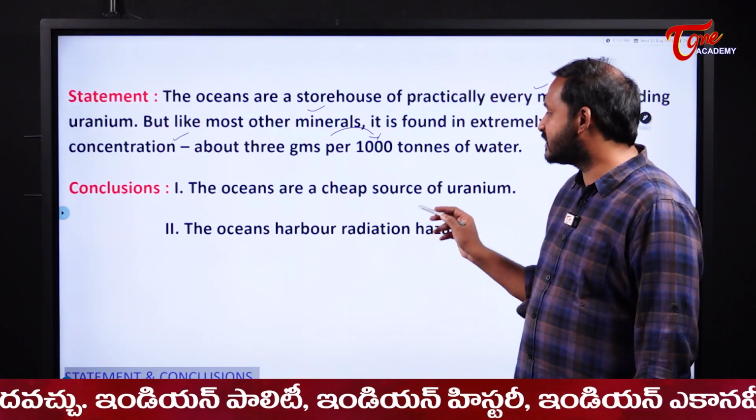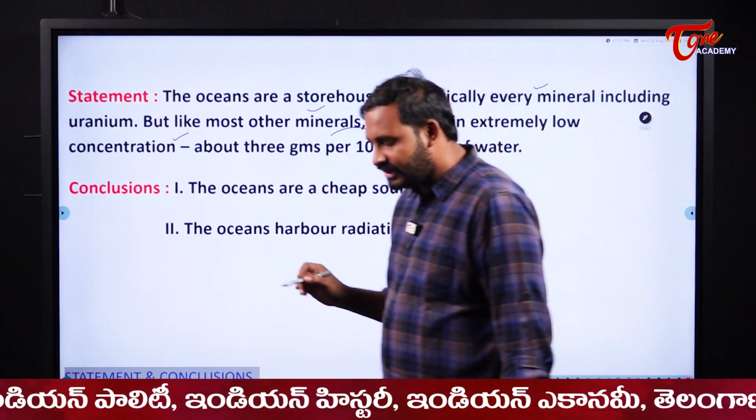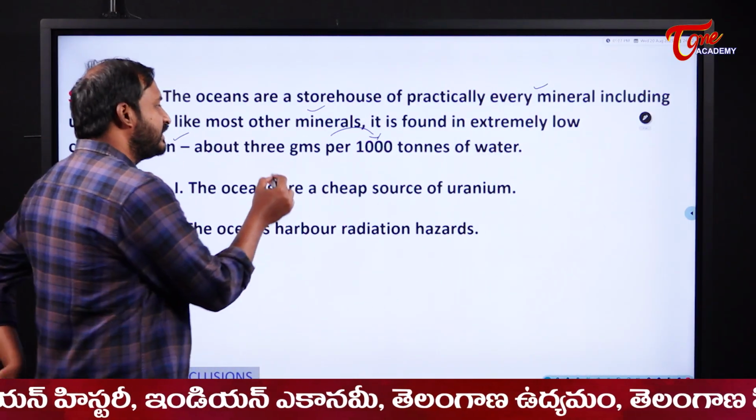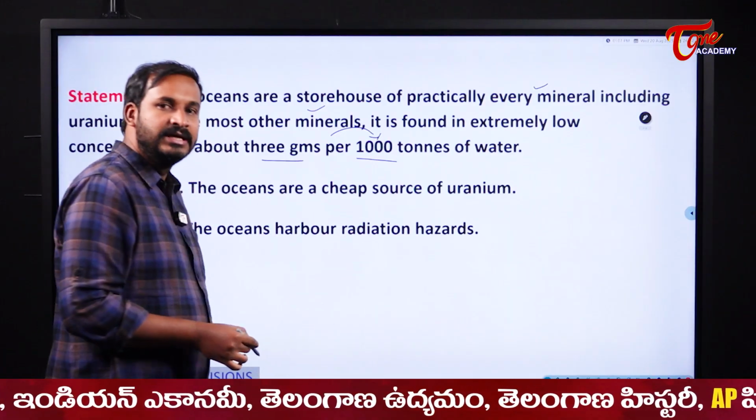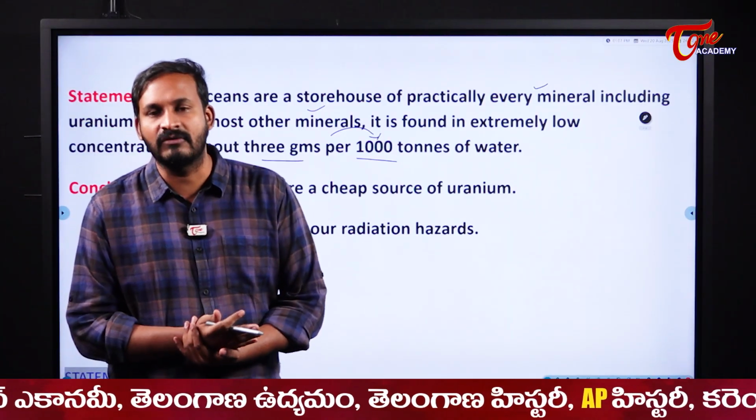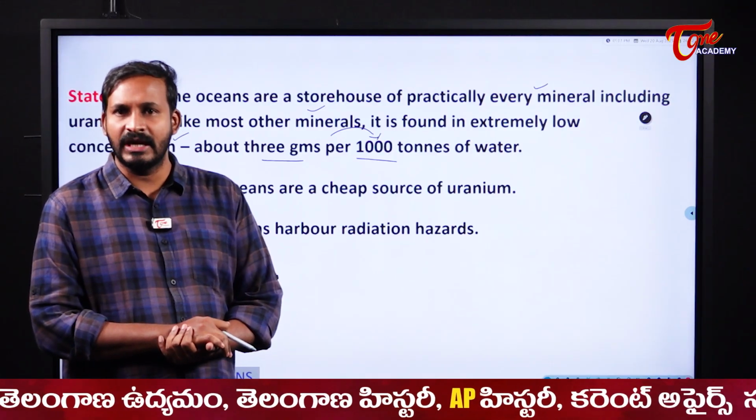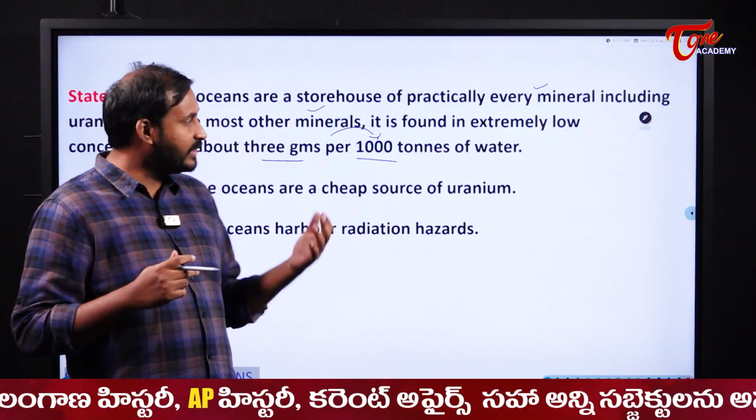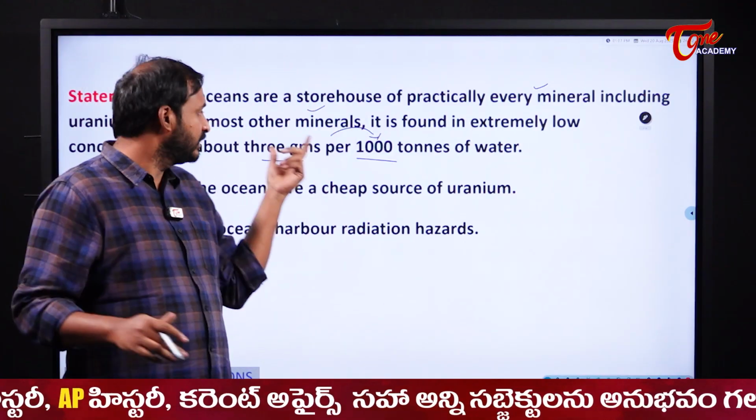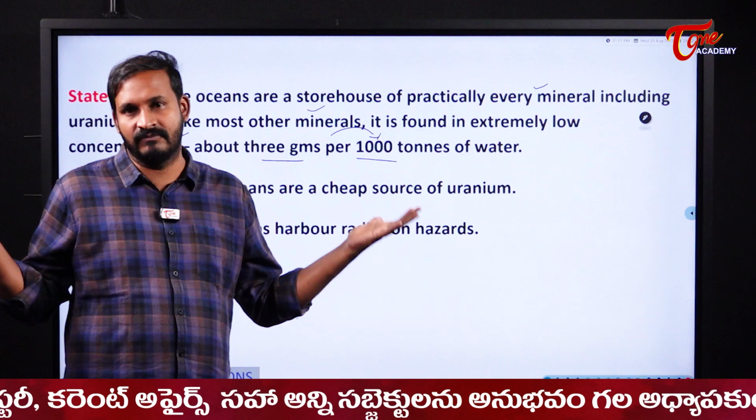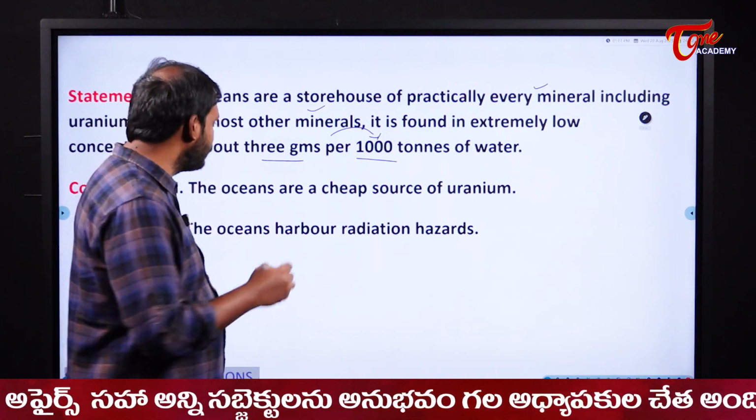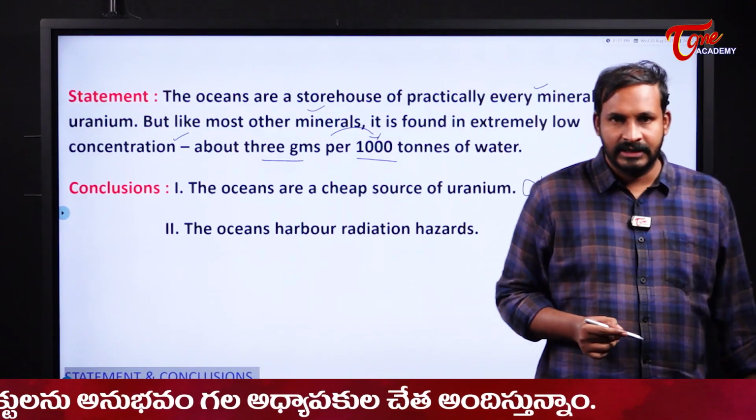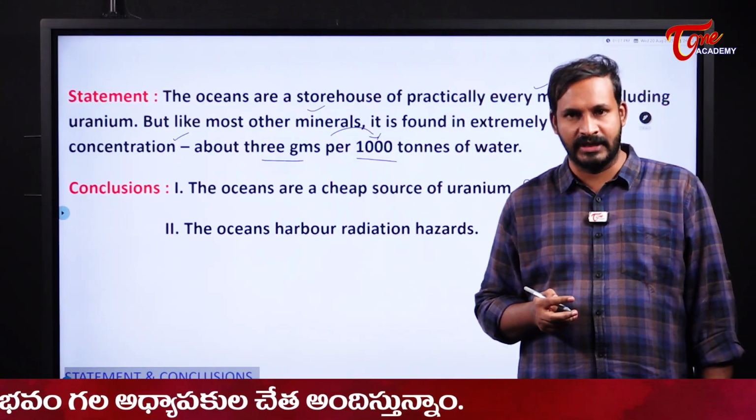Now, the oceans are a cheap source of uranium. See here, students, it doesn't mean that it is a cheap source. By seeing this, you may think that 3 grams per 1,000 tons means, can we measure the water quantity in an ocean? It will be in some lakhs and crores of tons, right? So when you see it as an ocean, this quantity will be in kilograms and many other things. So we cannot say that oceans are a cheap source of uranium. They can also be a very good source of uranium.